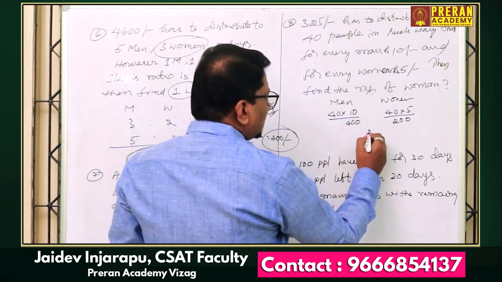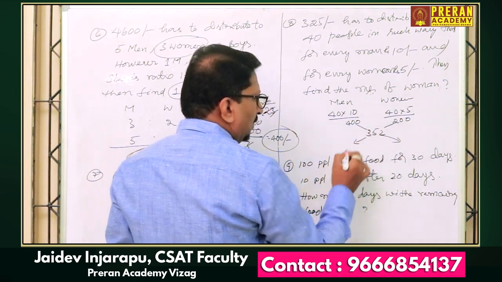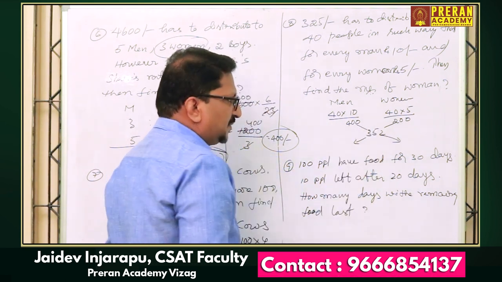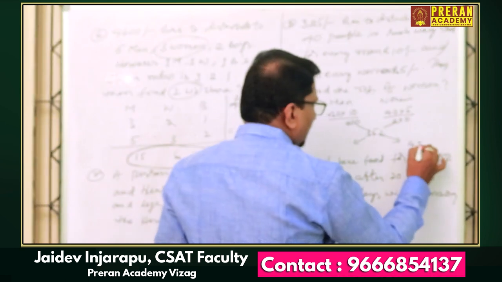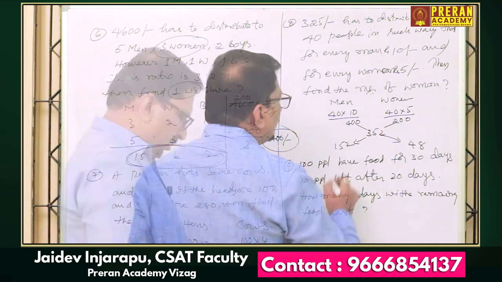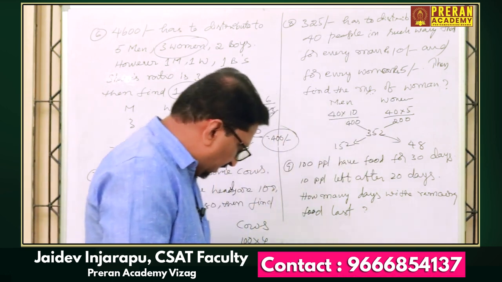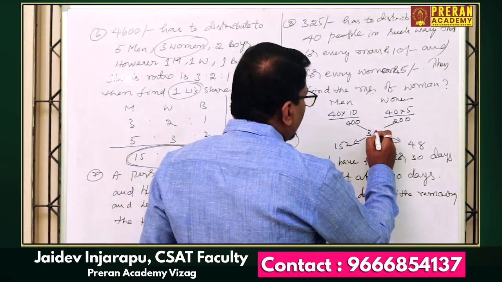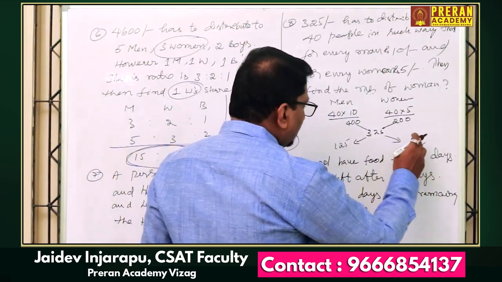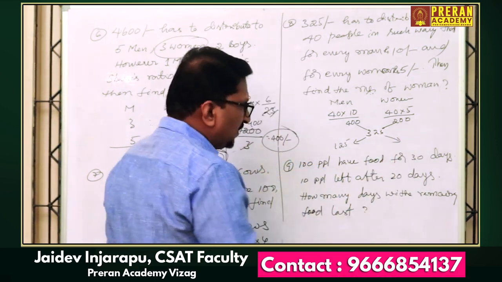Now the total amount is 325, right? So we have to distribute in such a way like this. So how much would it be? 400 minus 325, that means here 75. 325 minus 200 means 125. Now in this ratio we have to distribute. Now simplify this ratio.